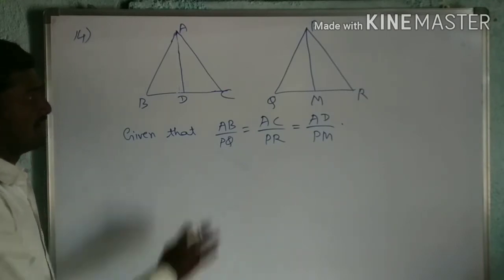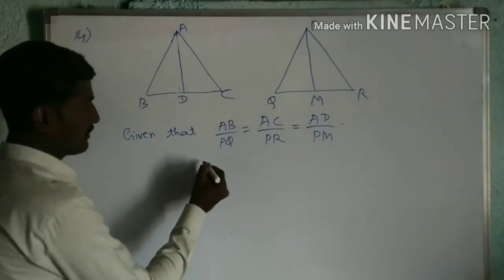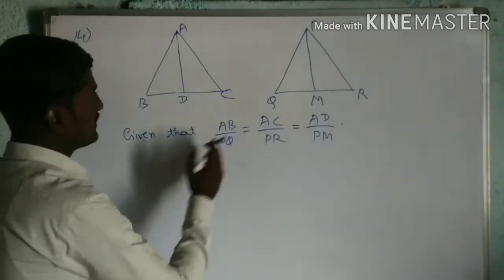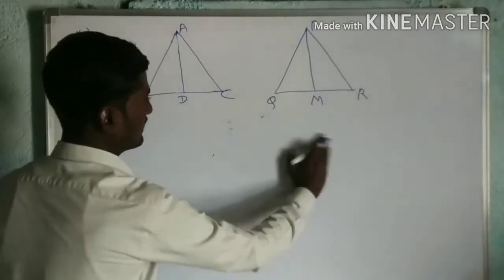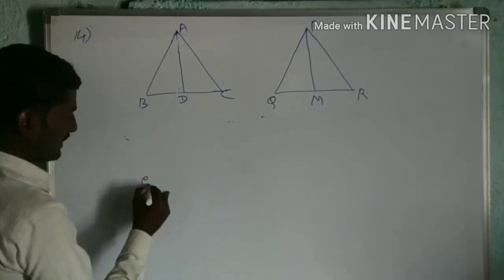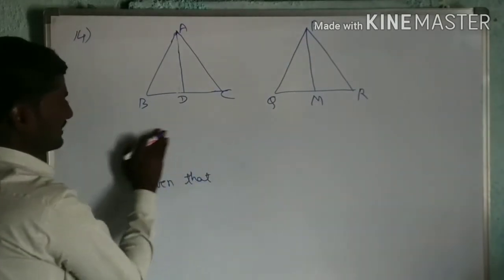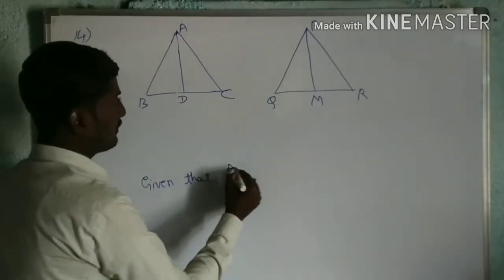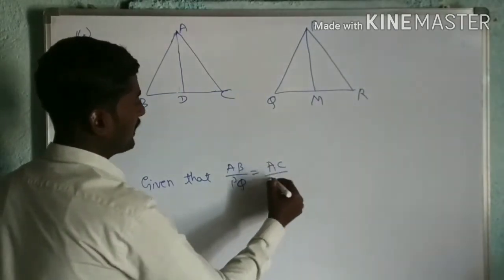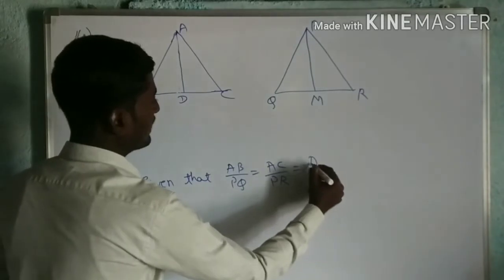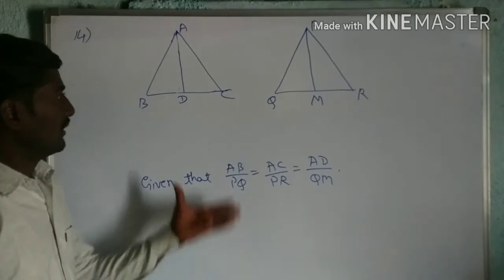First, for this, I have to construct some other triangles. How can I construct them? Instead of this, I'll write here only. Given, I'll write at the downside and leave the space here. Given that, what are the given conditions? That is AB divided by PQ, then AC divided by PR, then AD divided by QM. They have given these.